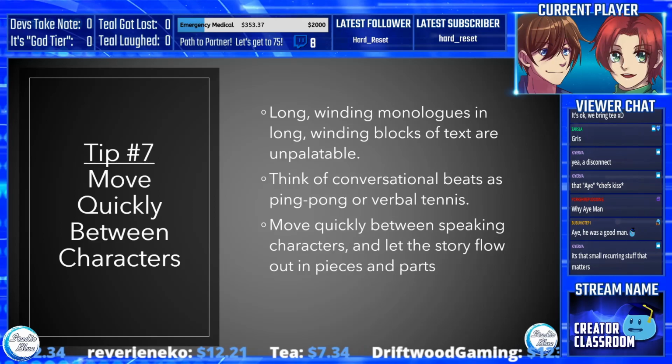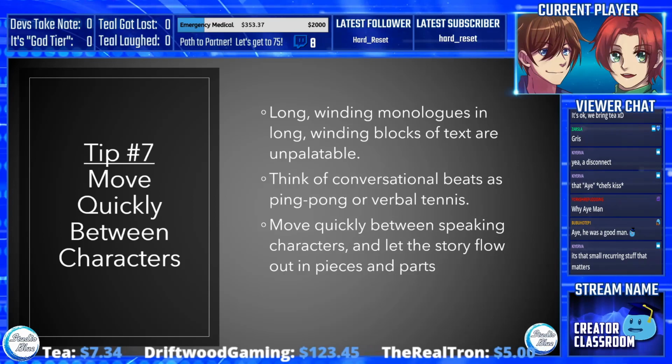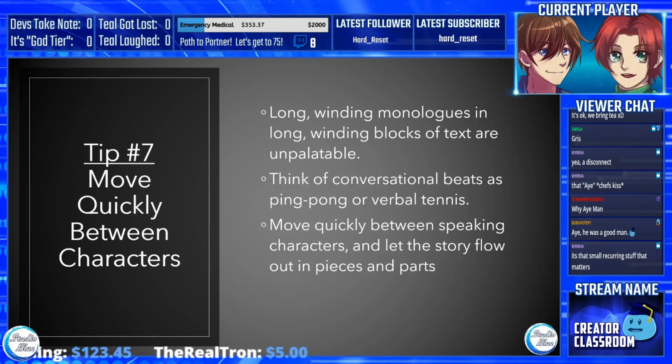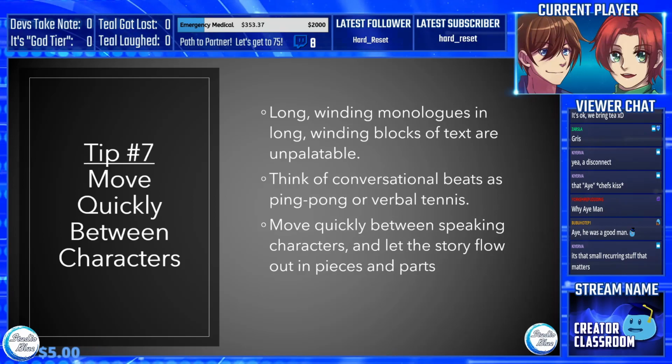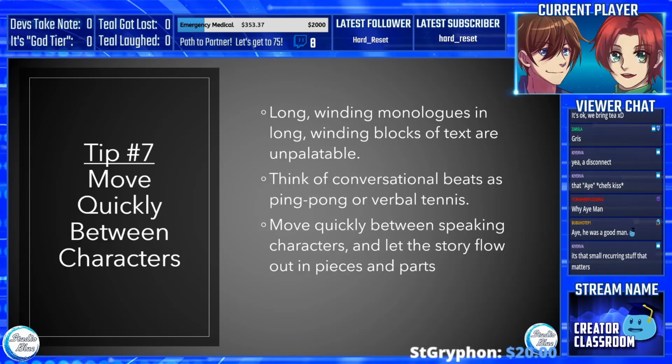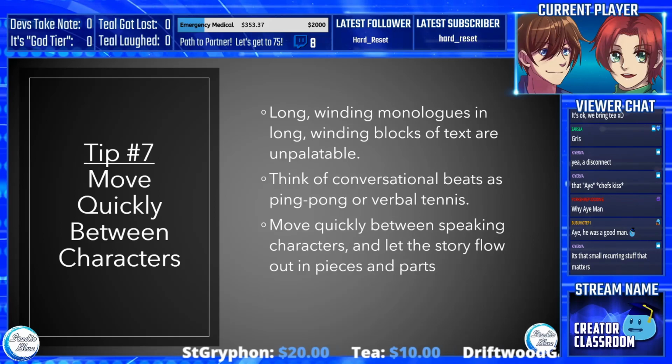Move quickly between speaking characters and let the story flow out in pieces and parts. Biggest problem that every new writer or game developer that Teal and I have ever come across makes: we're going to get it all out to you at once. You know, we're going to give you the Final Fantasy VI intro every 5 minutes. We don't want that. Nobody wants that. Don't do it. Just stop.